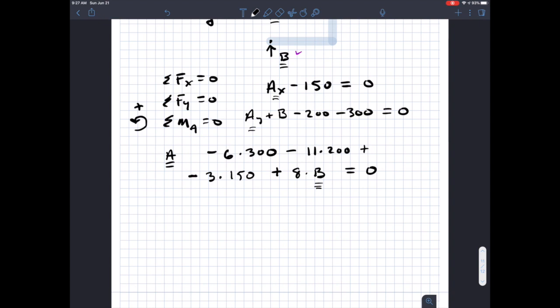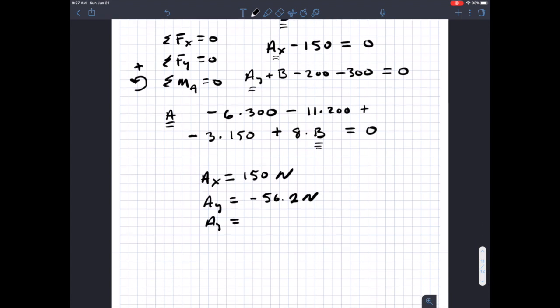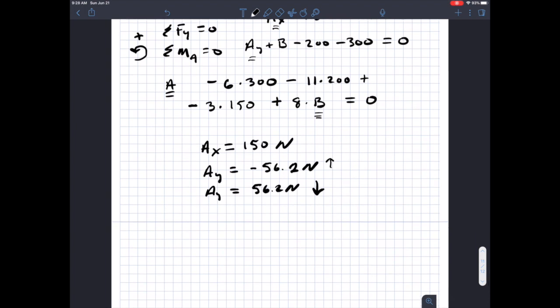When you solve these equations, you get that AX is equal to 150 newtons, and that AY is minus 56.2 newtons, which means AY is 56.2 newtons working downward, because we had initially referenced it as upward and we got a minus sign. So minus 56.2 newtons up is equivalent to 56.2 newtons down. And finally, the force B is 556 newtons working up. Okay, so that's the solution to this problem.